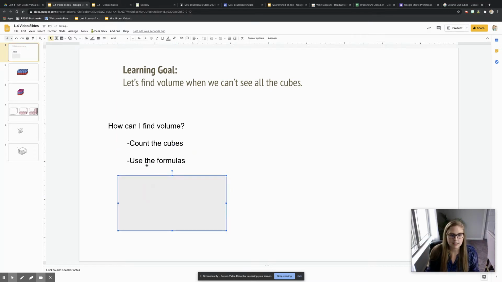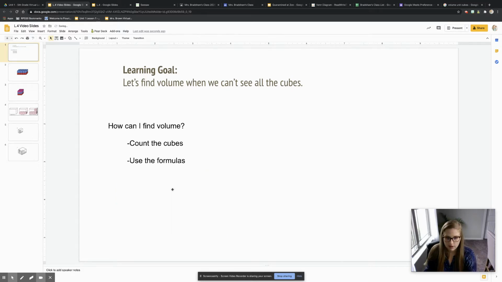How we're going to learn how to do it today is using formulas. Well, you might be asking, what is a formula? Well, I am going to tell you. There are two different formulas that we're going to use in 5th grade. The first one is length times width times height equals volume. So the L represents the length, the W represents the width, the H represents the height, and the V represents volume. The other way we are going to learn how to do it is base times height equals volume.